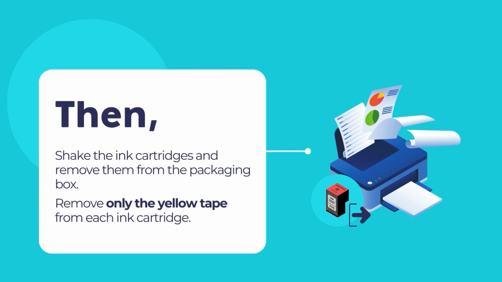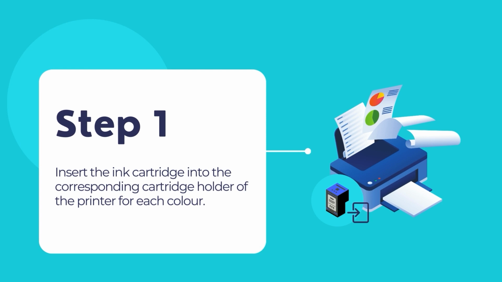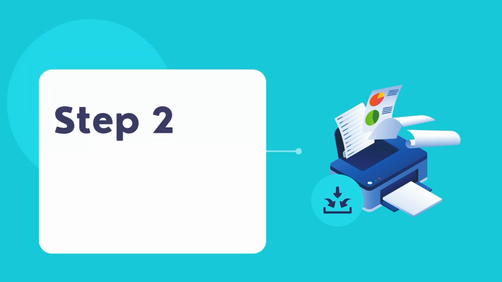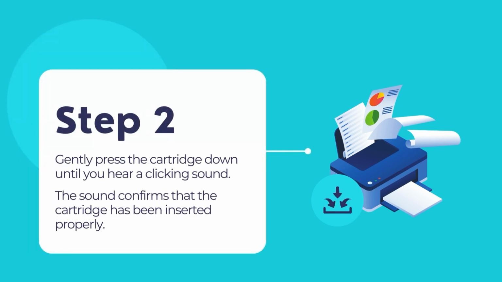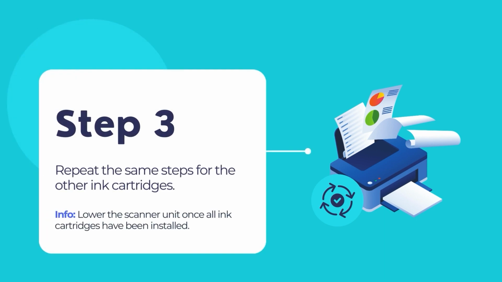Gently shake the ink cartridges and remove them from the packaging box. Remove only the yellow tape from each ink cartridge. Insert the ink cartridge into the cartridge holder for each color. Gently press each cartridge down until you hear a clicking sound, which confirms that the cartridge has been inserted properly. Repeat for the remaining cartridges. Once finished, lower the scanner unit.